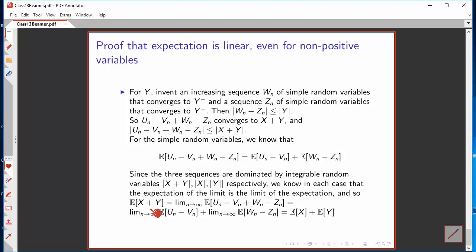And finally, we can assert that the expectation of x plus y, that is the limit of the expectation of the sum of these 4 terms, is the sum of the limits, and the sum of those limits is going to be the expectation of x plus the expectation of y. Whew, that was a long one, wasn't it?